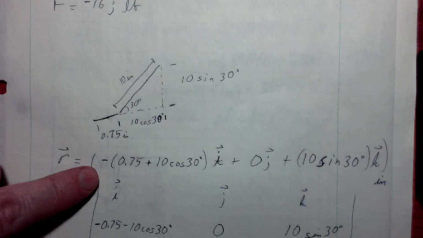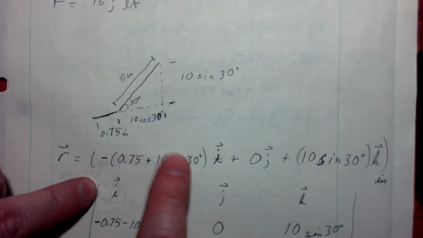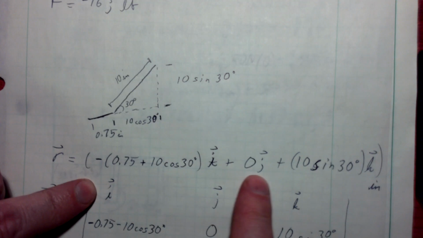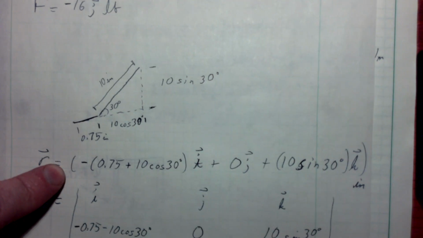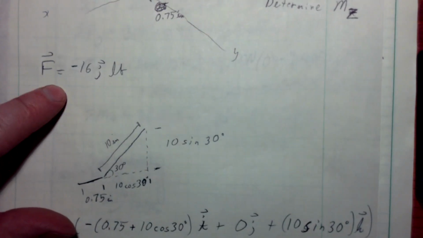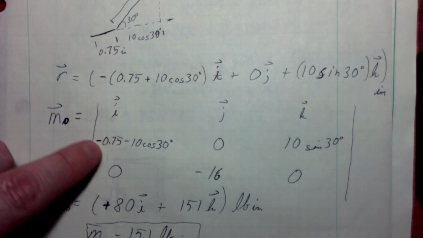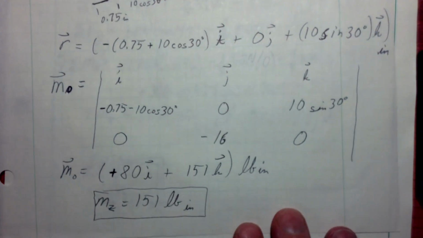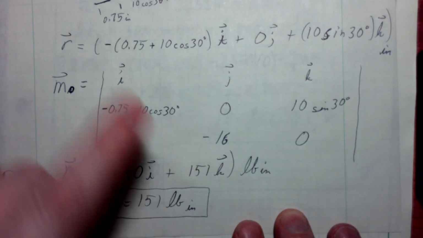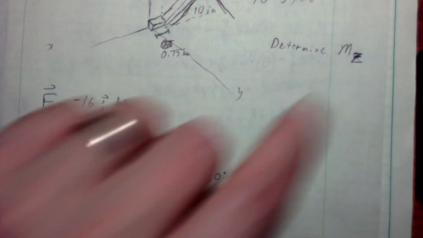So your position vector ends up, you've got an X component of minus the 0.75 plus the 10 cosine 30. It's in the XZ plane, so there's no Y component. And then this is your Z component. So this is your position vector that's going to get crossed with this force vector. So your moment is going to be the determinant of this matrix. So Rx, Ry, Rz, Fx, Fy, Fz. You do the determinant of the matrix. And again, the problem's asking for the moment about the z-axis.